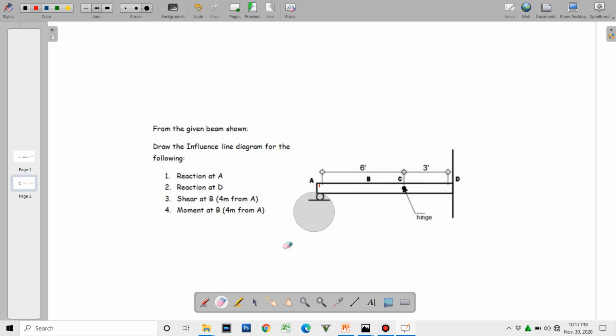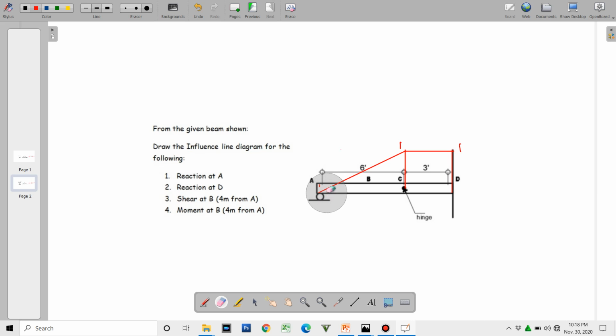For the reaction at D, we're going to allow vertical movement at D by 1. Of course, this will deform by 1 also. So the ILD will be like this. So that is 1. That is for the reaction at D.